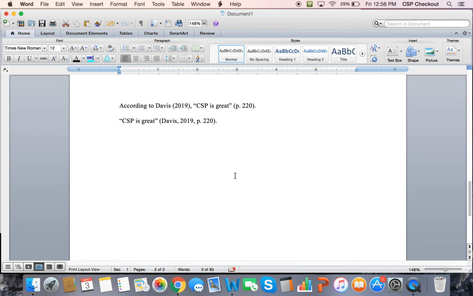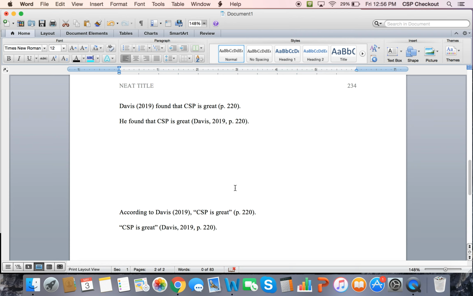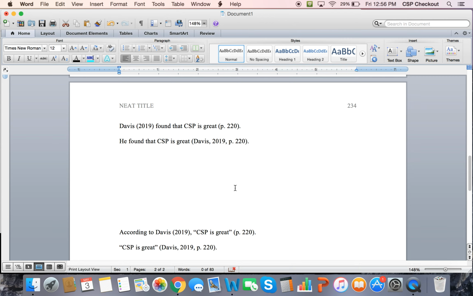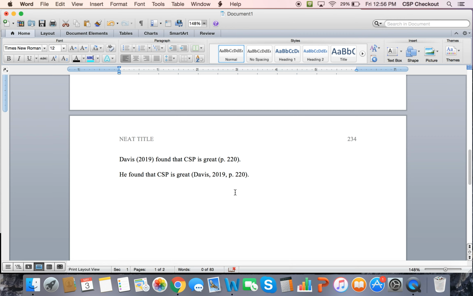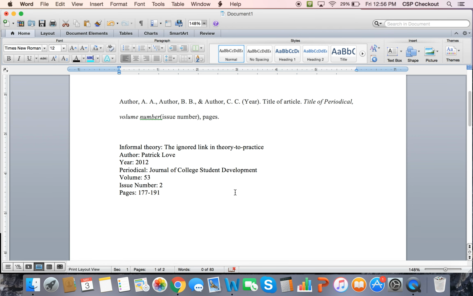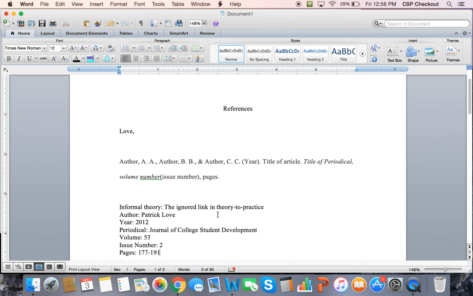So that's the concept of in-text citations. There's a lot to them, so I would suggest looking them up on Purdue OWL. They have most of the scenarios down for you, because there's a lot that you can run into when you're writing papers. Then we can take a look at the reference page.